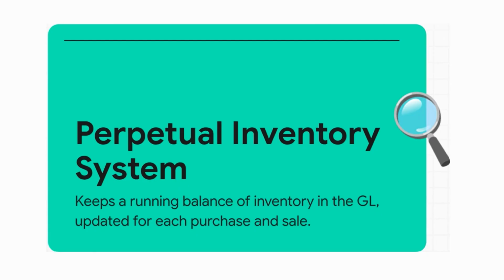Okay, here's the more textbook definition you need to know. The keywords you gotta remember are running real-time balance. It means the official accounting records, the general ledger, are constantly being updated, perpetually, you might say. So your inventory levels and your cost of goods sold are always current.